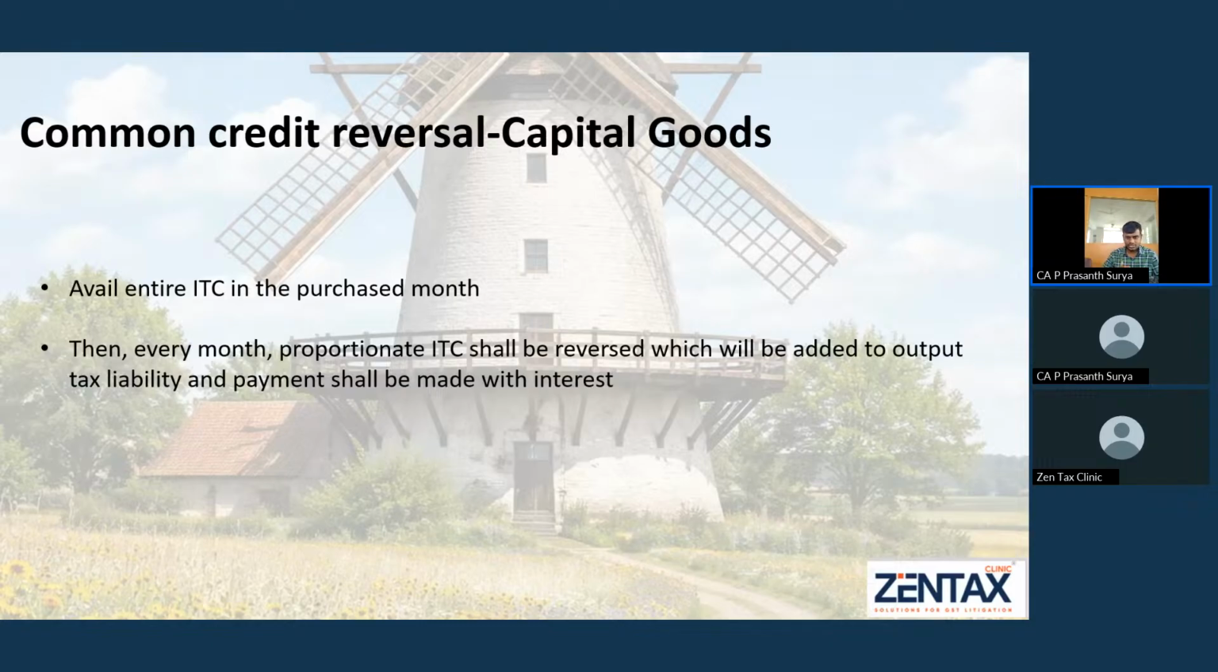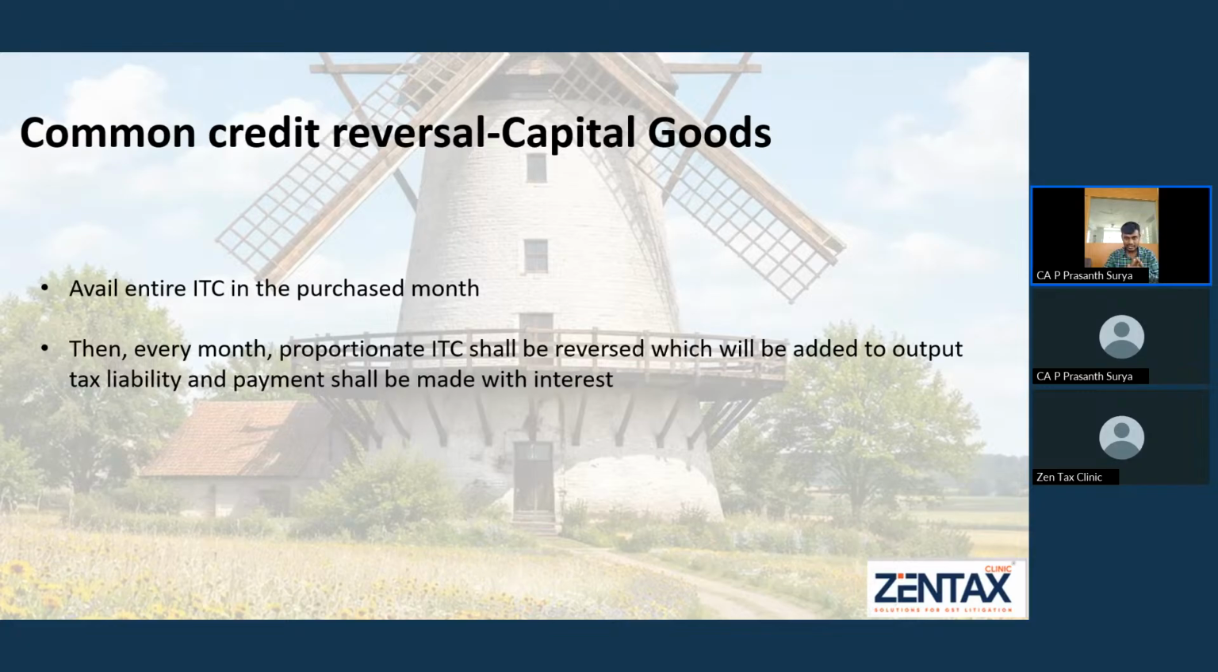Assume in a 1:1 ratio you have made taxable and exempted supply in the Jan 2026 period. In that scenario, 1,000 into 1/2, 500 rupees you should add to the output liability. The main thing we have to note here is that the 500 should be paid back with interest, because the section specifically says that it will be added to output tax liability with interest. So we will always advise the taxpayers to avail the ITC over the next 60 months instead of taking the entire ITC of rupees 5 lakhs in the first month. You avail the ITC proportionately.